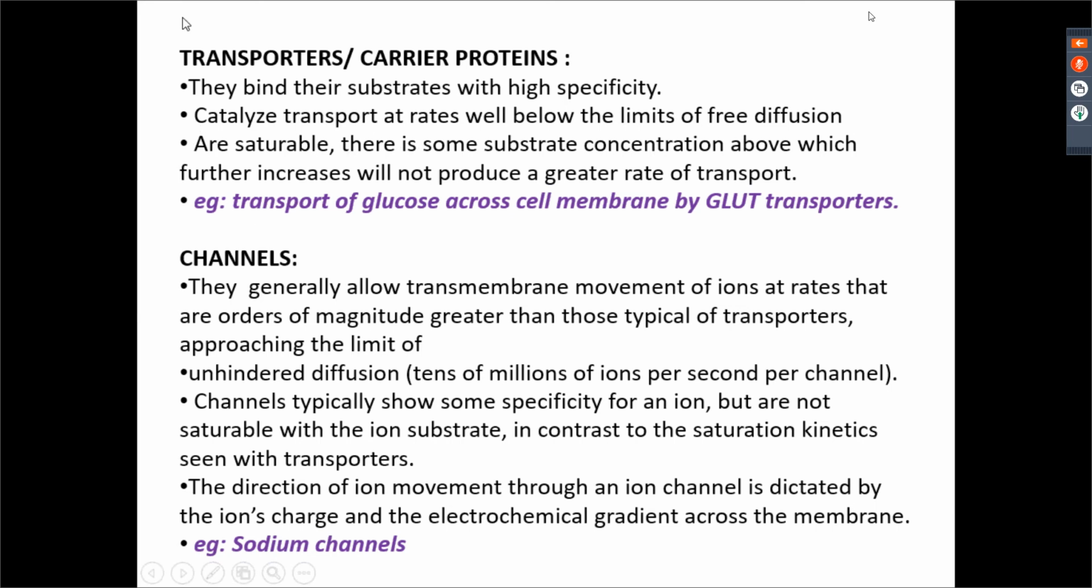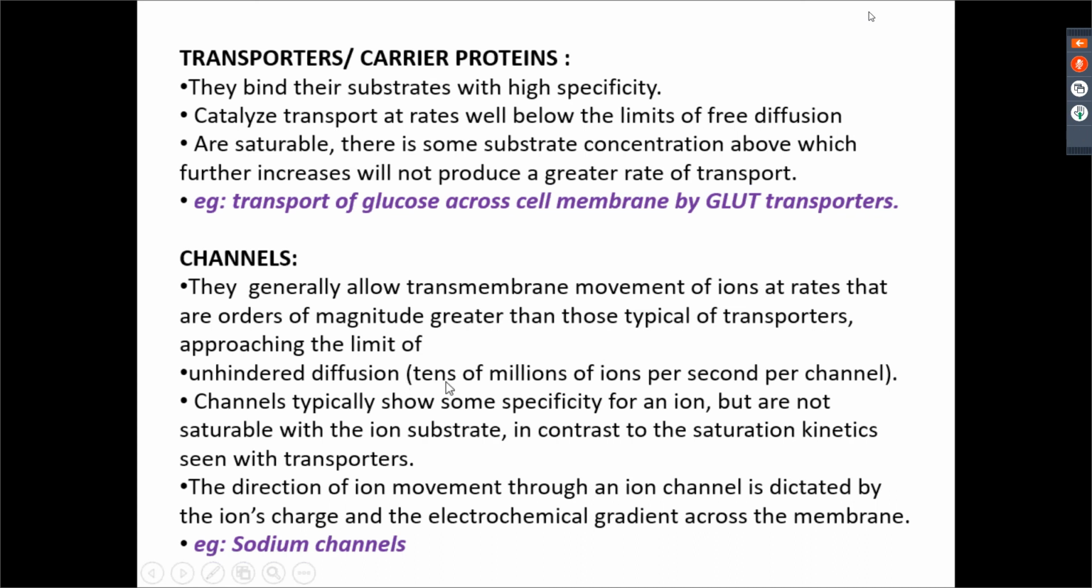If you have to give an example of a carrier protein which is facilitating diffusion, then the example is transport of glucose across the cell membrane by GLUT transporters. GLUT stands for glucose transporters, and you will be reading about these in chemistry of carbohydrates. There are different types of GLUT transporters: GLUT 1, 2, 3, 4, 5, depending on their different locations and different KMs. So you'll be reading about this, but for now, you can remember that an example of facilitated diffusion is transport of glucose across the cell membrane by GLUT transporters.